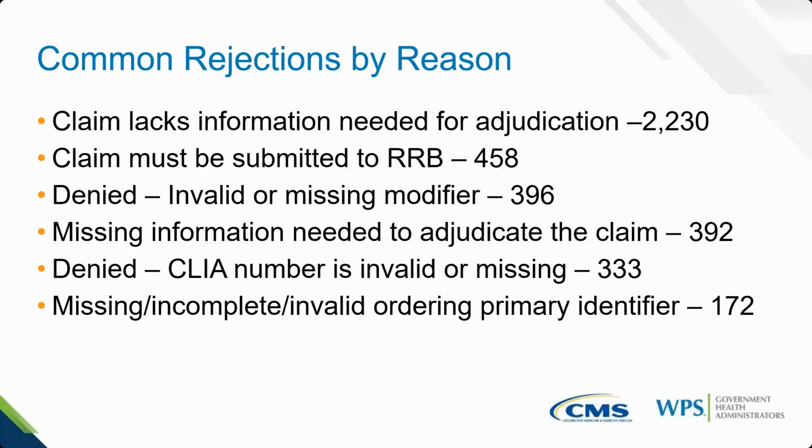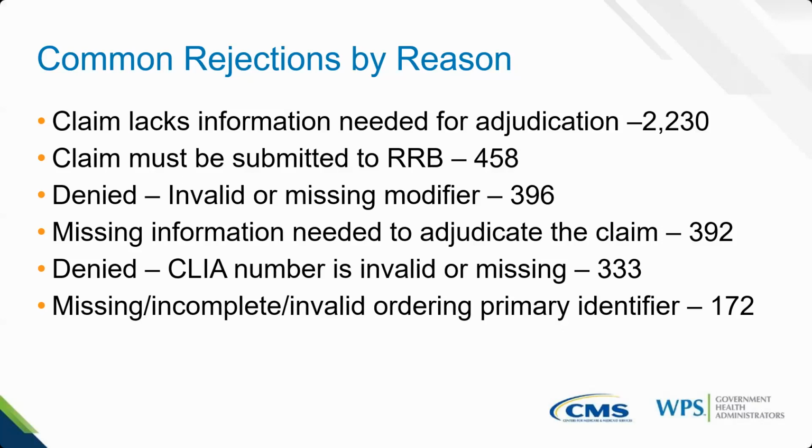Another common rejection, 458 of them for this time frame: the claim must be submitted to RRB, and RRB stands for the Railroad Retirement Board. So you can see that there's a good number of claims that are submitted to WPS to process when the claim must be submitted to the Railroad Retirement Board, which is Palmetto GBA. In this case, you would need to prepare your claim and submit it then to Palmetto GBA.